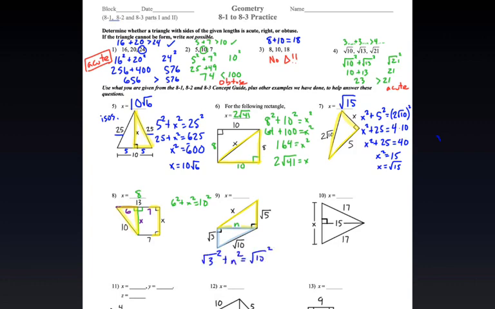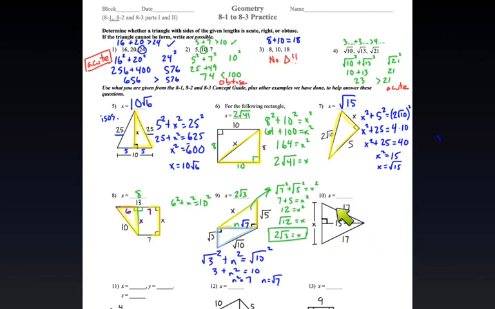I'm going to solve this right triangle. Square root 3 squared plus n squared equals square root 10 squared. 3 plus n squared equals 10. So n squared equals 7. So n is simply the square root of 7. Now I can solve for the triangle on top, the one I highlighted in yellow. Square root 7 squared plus square root 5 squared is equal to x squared. 7 plus 5 is x squared. 12. Square root 12 simplifies to 2 square root 3. That's how that one works.